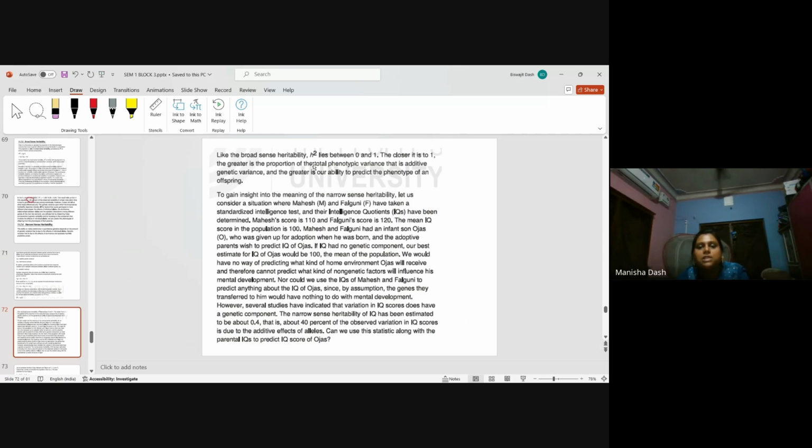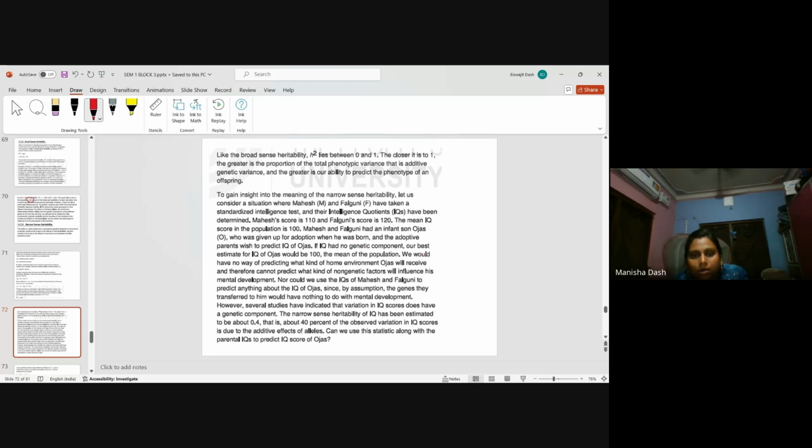Like the broad sense heritability, the value of h squared might lie between 0 and 1. The closer it is to 1, the greater is the portion of the total phenotypic variance that is additive genetic variance, and the greater is our ability to predict the phenotype of an offspring.